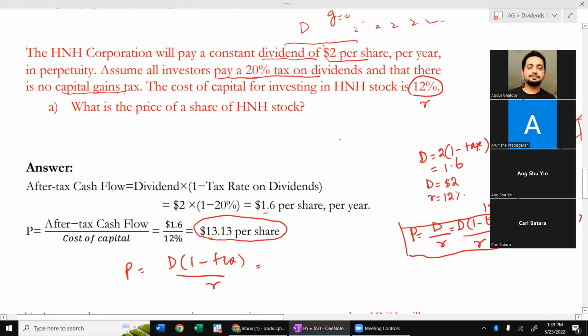What is the price of a share of H&H stock? This is the price. If I ask you what the price would be if there was no dividend, can you calculate that? $2 if there were no taxes. So we will use a very simple formula: D divided by R. In other words, $2 divided by 0.12. Can you get me the answer, please?